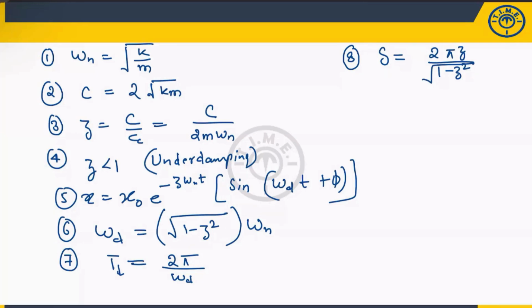So each and every term, if you see, they are interrelated. Once you know the omega n, then you can calculate the omega d value. Once you know the zeta value, how will you calculate zeta? Zeta value you can calculate by using c by 2 m omega n. Once you know zeta and omega n, that means you know omega d, you can calculate the time period of damped vibration. Once you know the zeta value, you can also calculate the logarithmic decrement. Okay, so let's try to solve the problem.